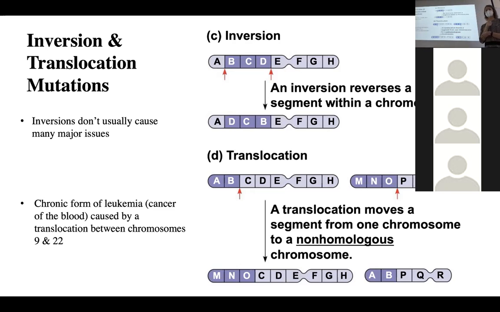As I noted here, there's a chronic form of leukemia, which is blood cancer, that's caused by a translocation between chromosomes 9 and 22. That doesn't really mean a whole lot to you, but just this translocation of genes between these two chromosomes causes a pretty dangerous condition.